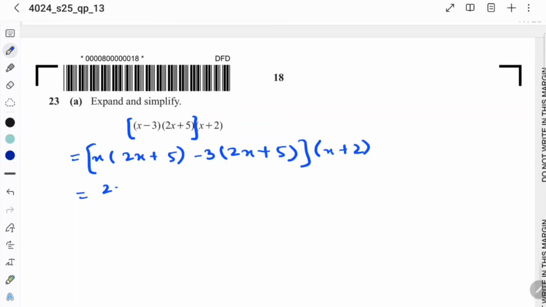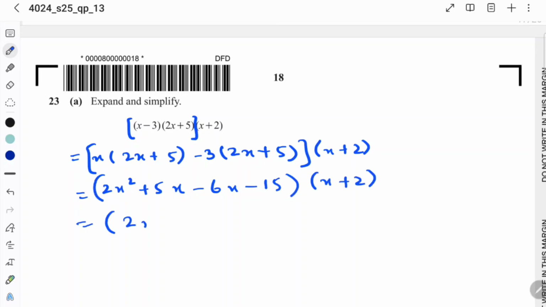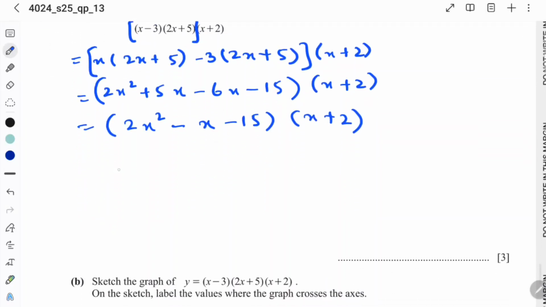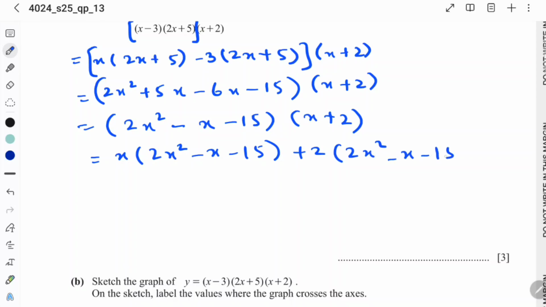Okay, so this is 2x square plus 5x, and then 3 2s are 6, minus 6x, minus 3 5s are 15, and then multiply with x plus 2. Now I have 2x square and 5x and 6x, one difference, but 6 is the greater digit, so I'm writing down minus x, minus 15, and x plus 2. Now I have to expand with x plus 2. X is multiplying with the whole 2x square minus x minus 15, and plus 2 is also multiplying with 2x square minus x minus 15.